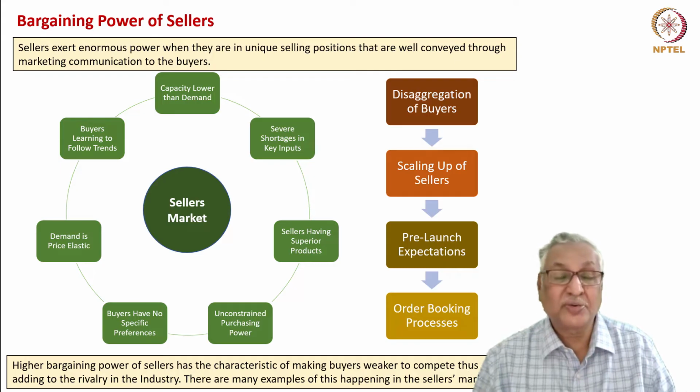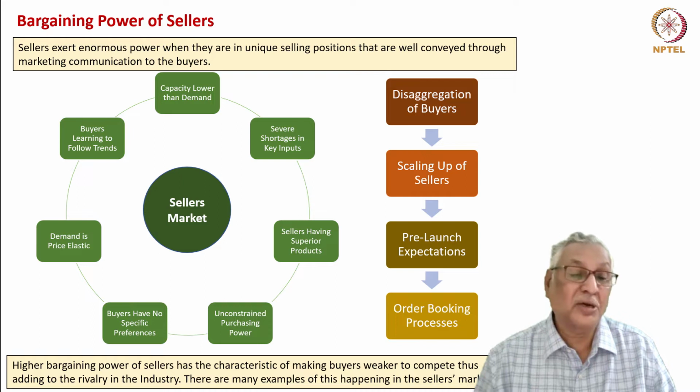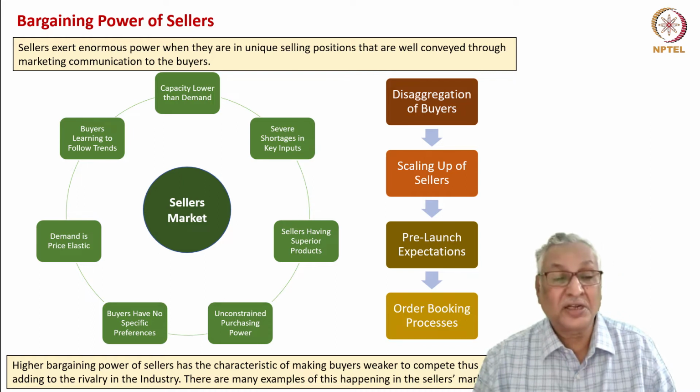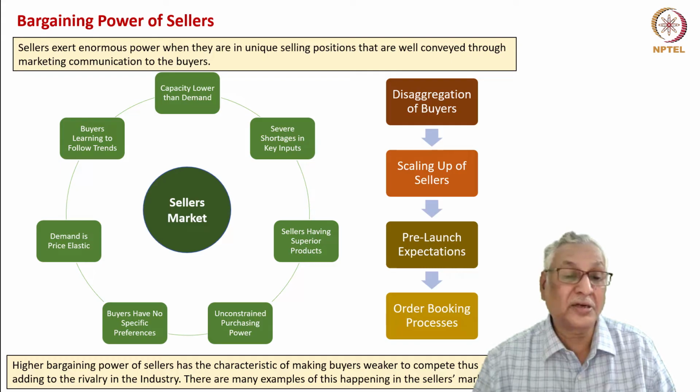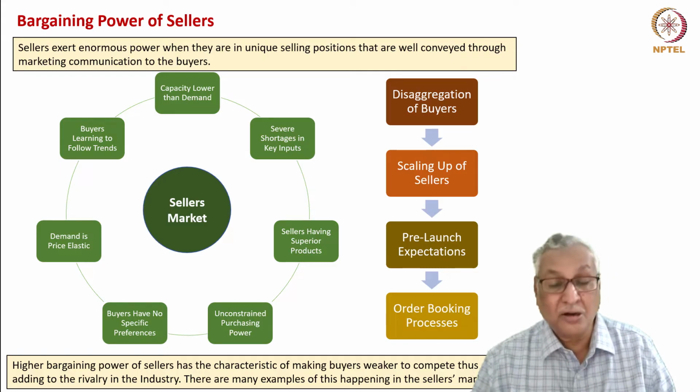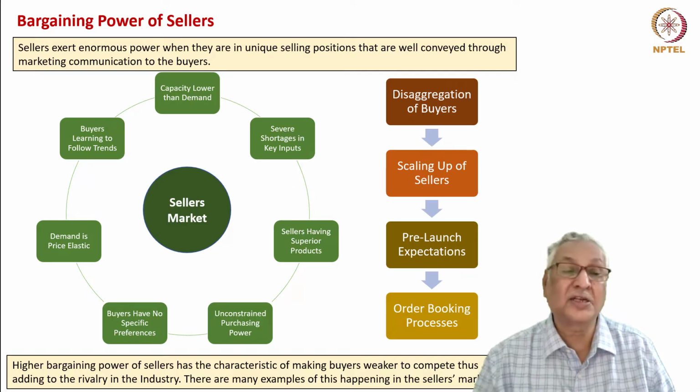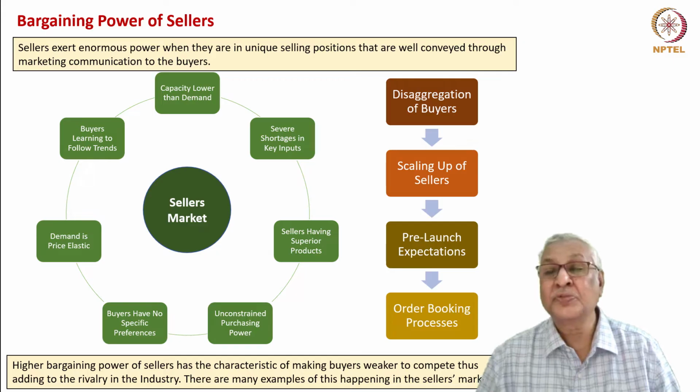Buyers have no specific preferences, in which case sellers have the ability to toggle between the buyers. Demand is price elastic, that is, if the price is decreased, the demand would go up, in which case the sellers, by manipulation of the price towards the lower end, can ratchet up the demand, or they can increase the price and make the demand artificially depressed. And the buyers are learning to follow trends, but they are still not the masters of the trends. There again, the sellers hold sway over the buyers.